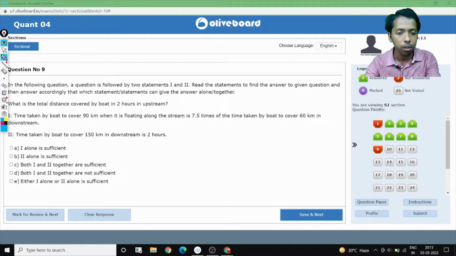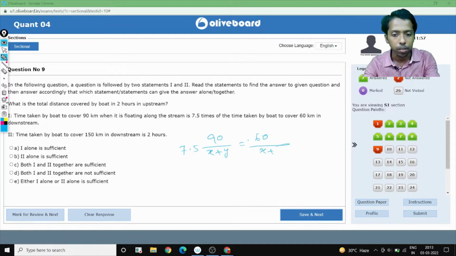What is the total distance covered by boat in 2 hours in upstream? Time taken to cover 90 km when floating along the stream, that is 7.5 times the time taken to cover boat in downstream. This is what this time take. This would be right, and floating along the stream.